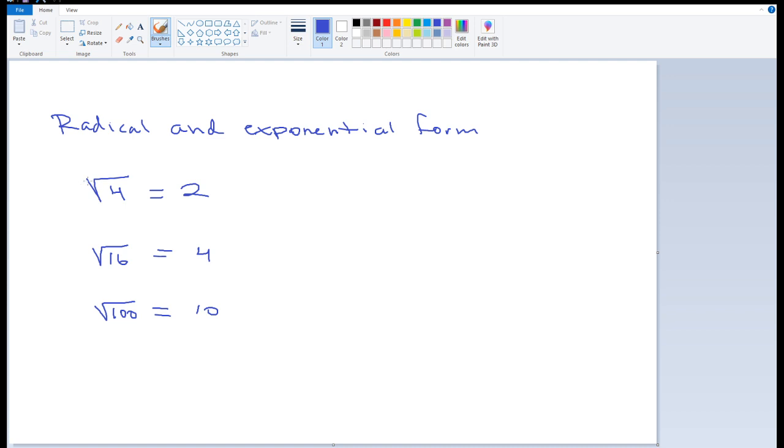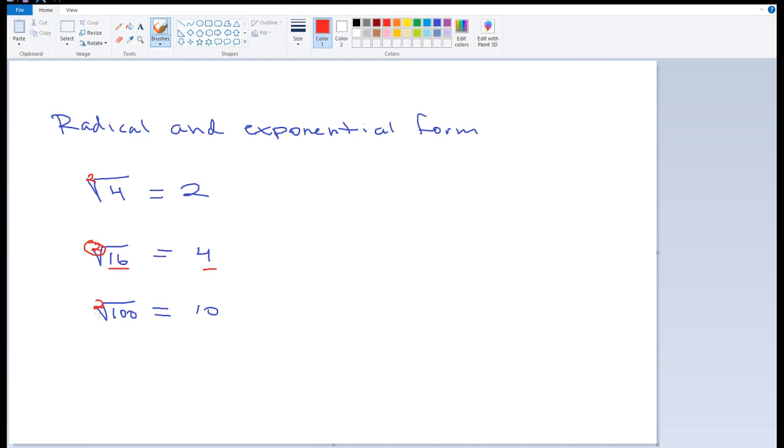So when we say square root, we assume that there's a 2 right here. And in essence, what we're saying is, what's a number that we can multiply by itself twice that will get us 16? Well, the answer is 4.